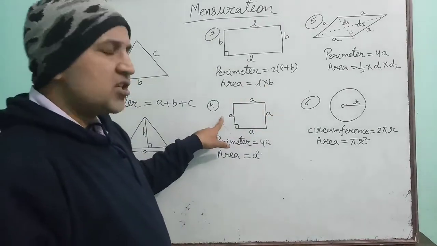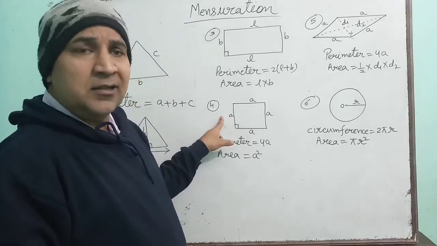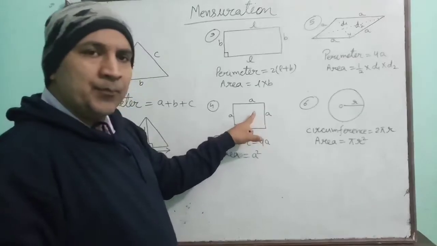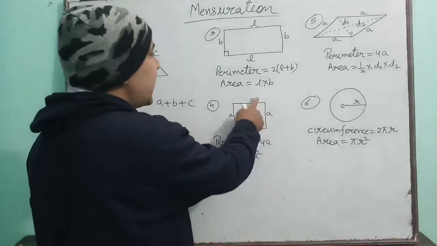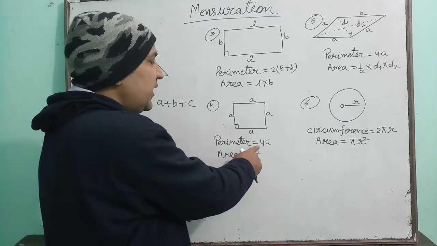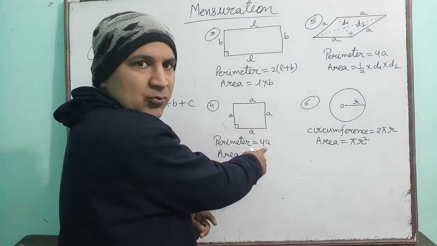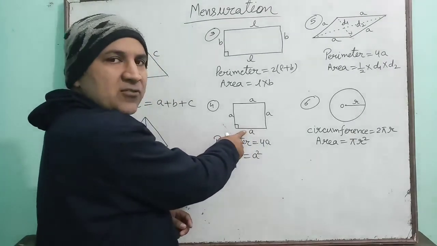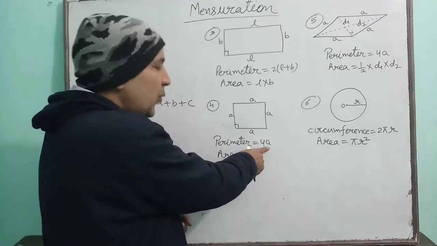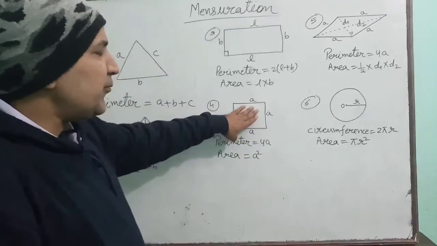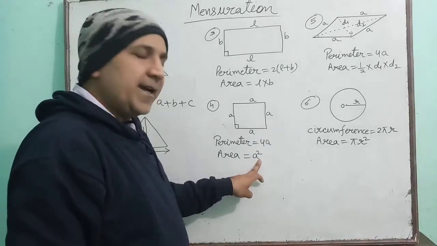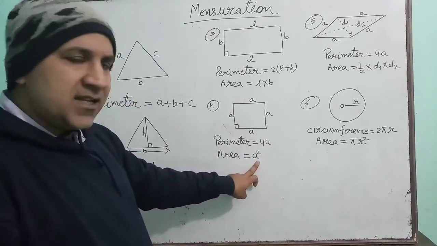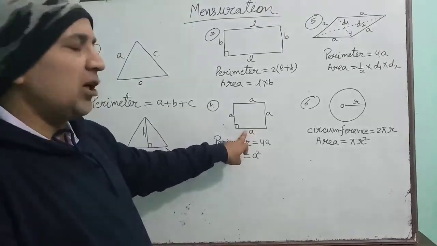Now if we take a square, so children, we know that in a square all the sides are equal and each angle is 90 degree. So here, since all the sides are equal, its perimeter will be 4 times the side of a square. If the side of a square is A, then perimeter will be 4 into A. And area of the square will be side into side, means side square. That means area of a square is A square, where A is the side of the square.